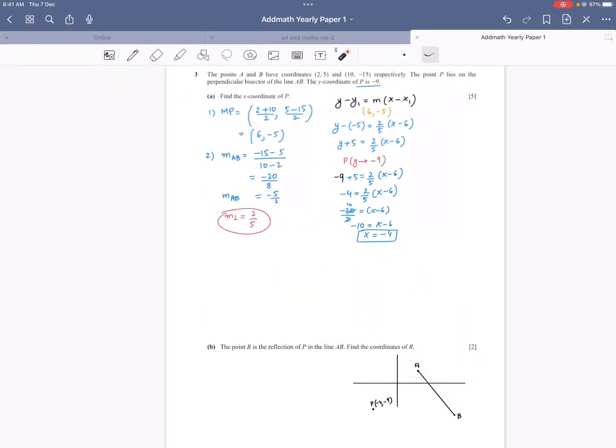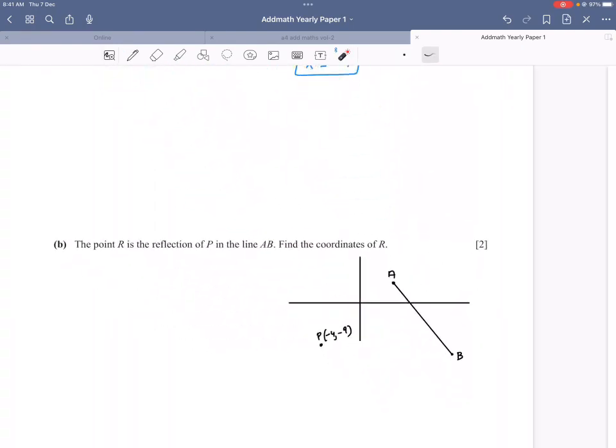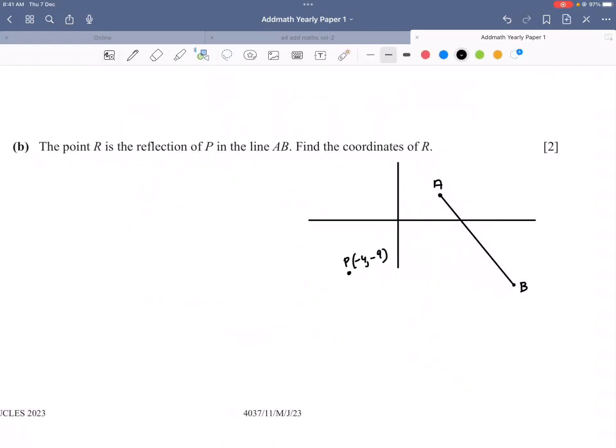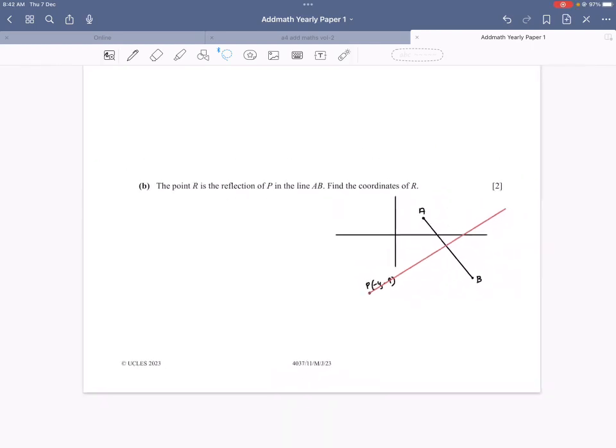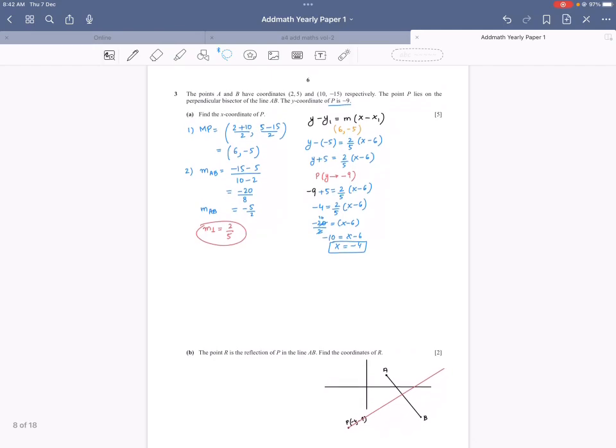Alright. And it lies on the perpendicular bisector, right? So we have a perpendicular bisector AB. Let me draw the bisector first. So let's suppose that we have the bisector of AB like this. And the point P lies on the bisector. It's the point P here. Now the benefit of sketching is we get the idea, and we have the midpoint as well.